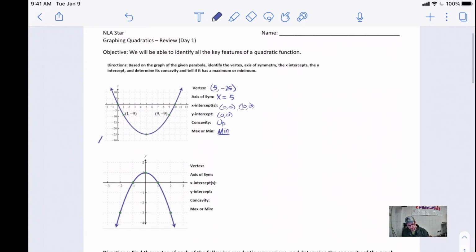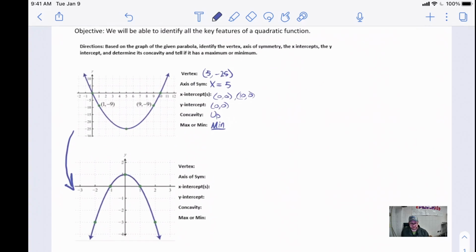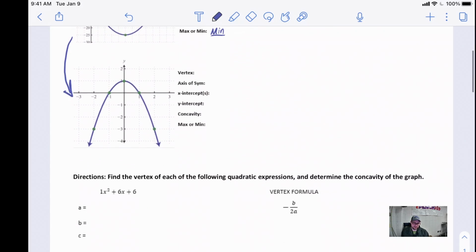Here's a problem for you to practice on your own right now, but it's going to be very similar and along the same lines as what we just did. Let's take a look at another topic. How do we find the vertex?